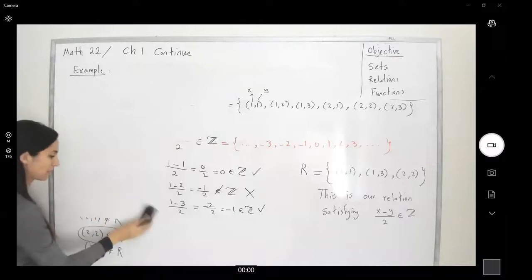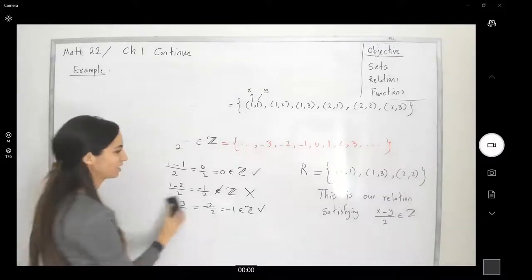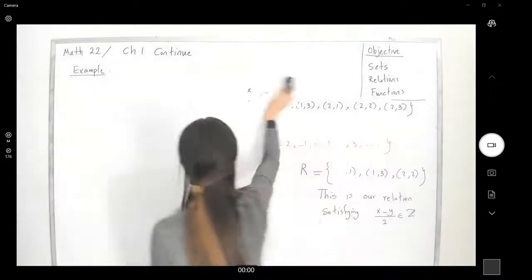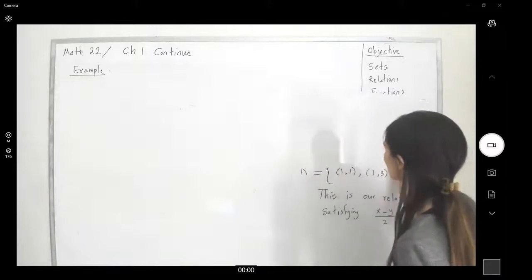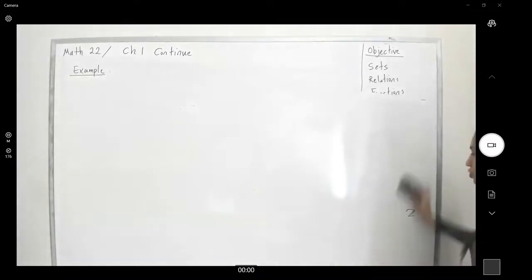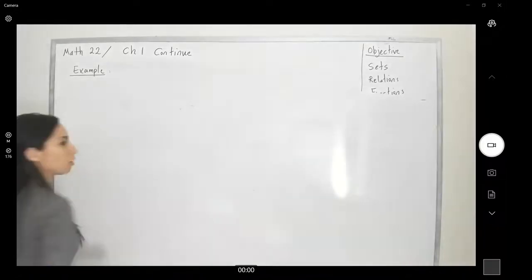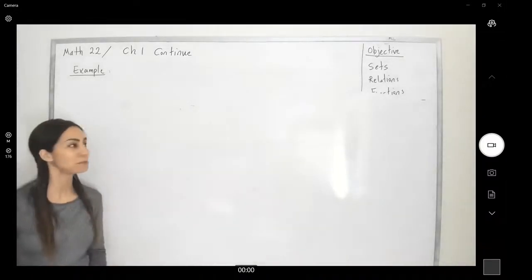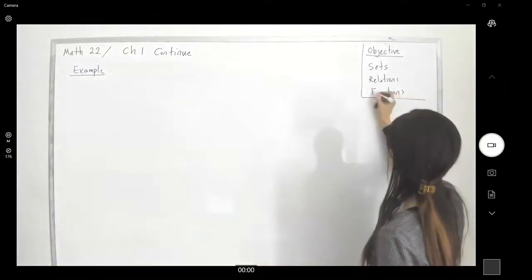So we don't have much to worry about relations. It's just a collection of points or ordered pairs. But when it comes to functions, you always have to be careful. Make sure all conditions are met. For example, so this is functions, that last one.